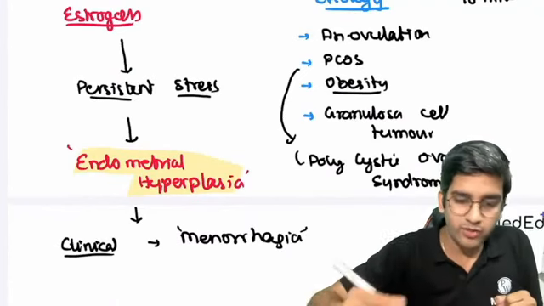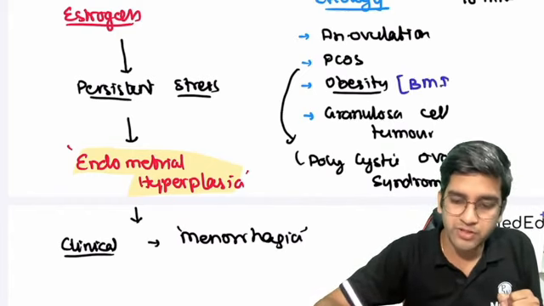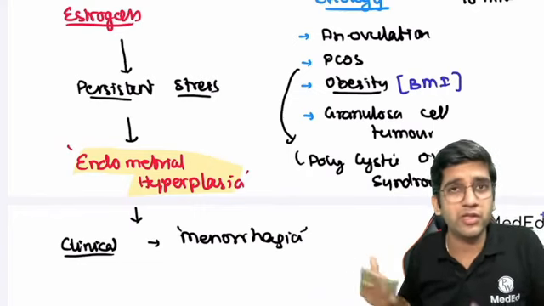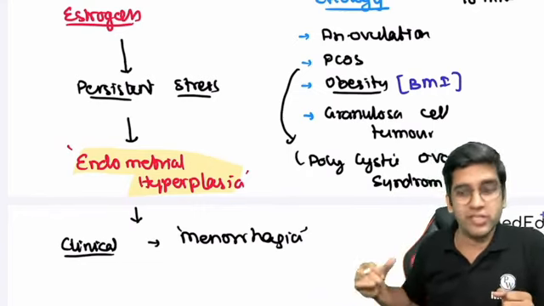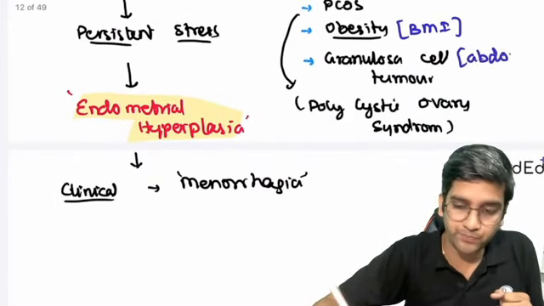Obesity, the way to diagnose or the clue will be BMI. If it's an MCQ, it'll be written BMI of 35-40, definitely an obese individual. In real life, you know it's obesity. The person will be obese, right? Granulosa cell tumor. The history will give you an abdomen mass.